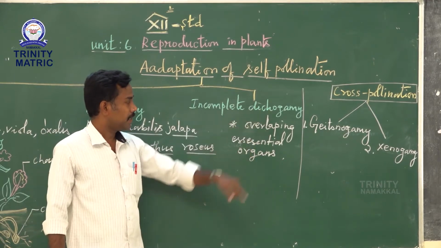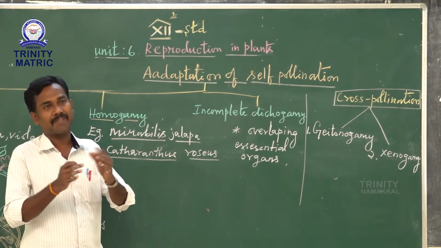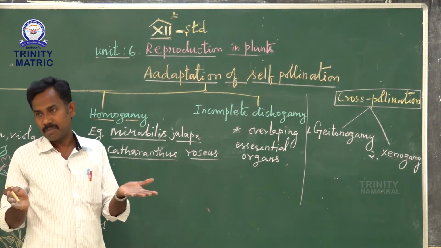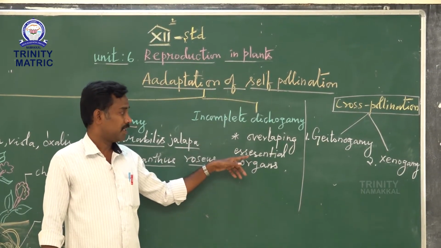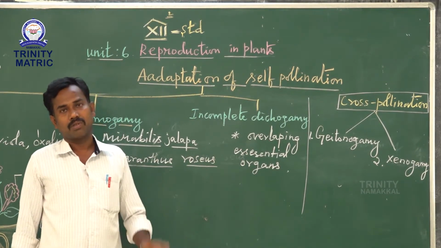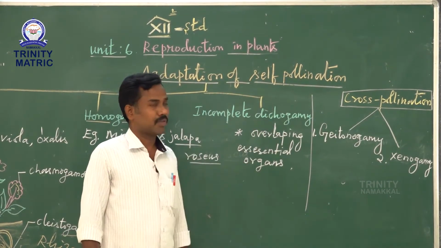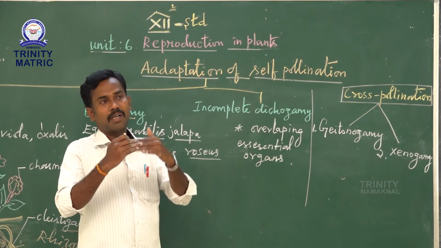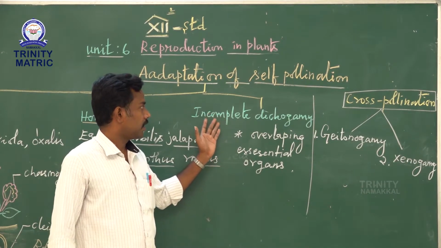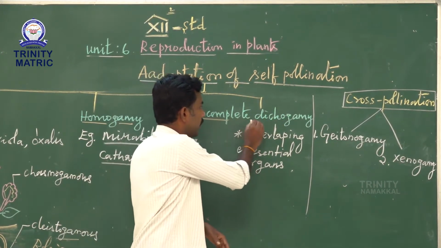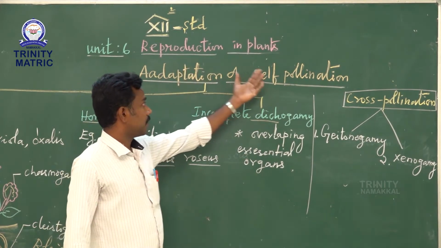What is meant by incomplete dichogamy? Here there is overlapping of some essential organs; both the androecium and gynoecium overlap, so that is incomplete dichogamy. Overlapping means the androecium and gynoecium overlap one another. That is called incomplete dichogamy.